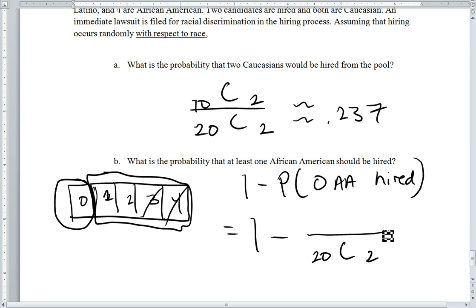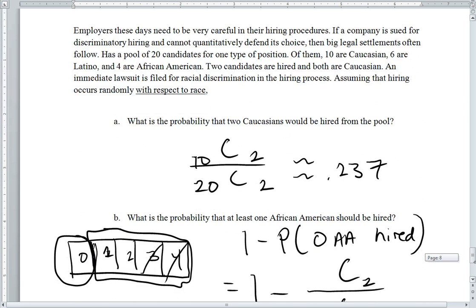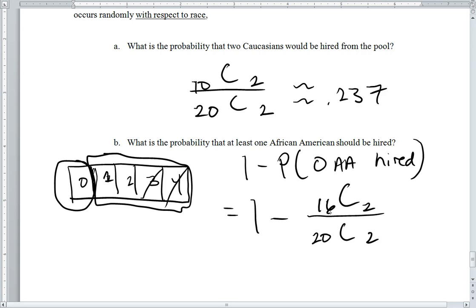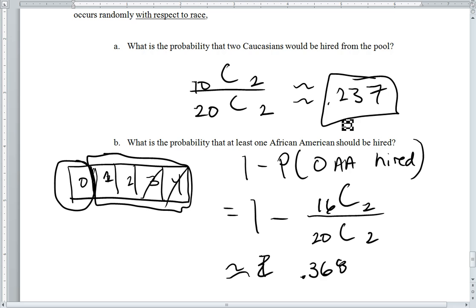We want to know the likelihood that no African Americans were hired. Well, that means that all 2 candidates were pulled from the pool not consisting of African Americans. So that means that if there are 4 African Americans, then they were selected from the remaining 16. Well, if you do this, 1 minus that probability comes out to about 0.368. So there is a pretty good chance that at least 1 African American should be hired. However, what did actually happen was this, and that wasn't very unlikely either.